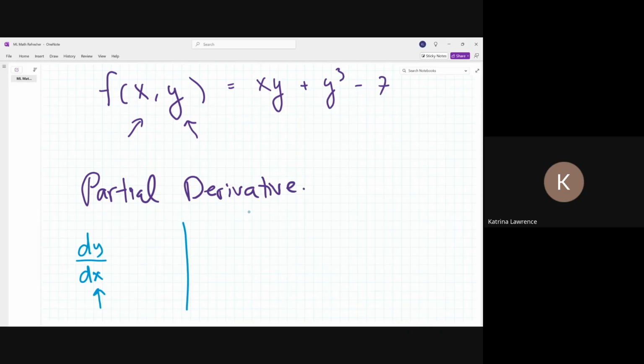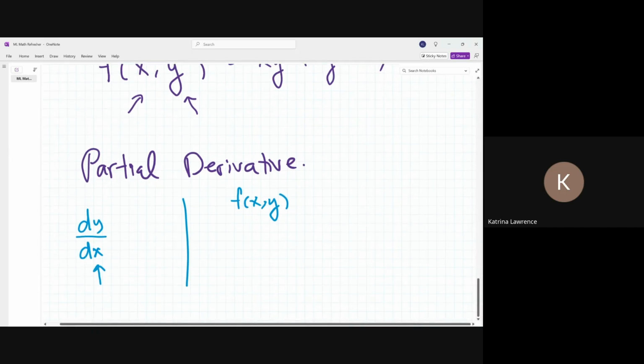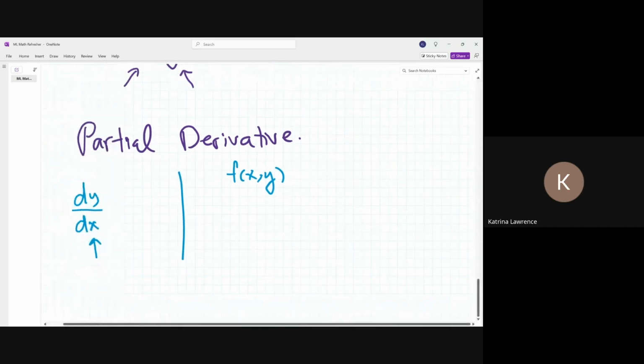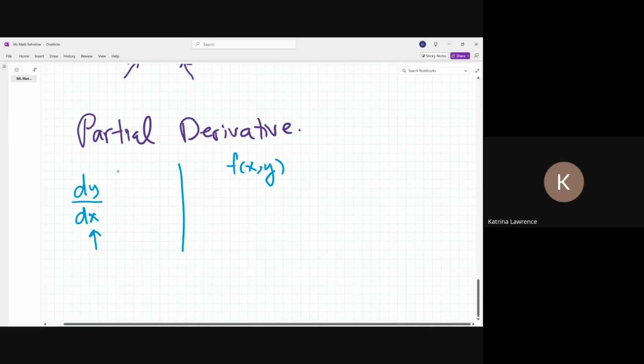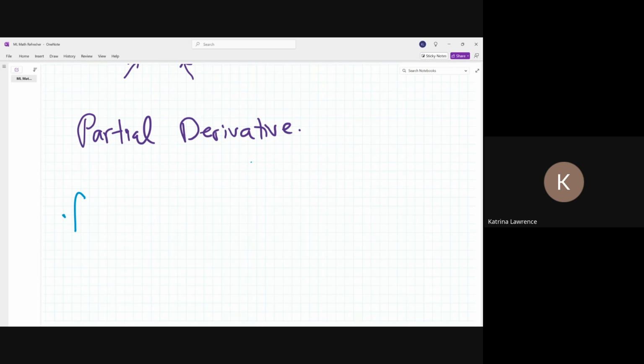However, now instead of f of x, we have f of xy. So then how do we take the derivative? So in partial derivatives, we can dictate which variable we want to differentiate with respect to. So considering our f of xy, let's say that we want to differentiate with respect to x, and we want to differentiate with respect to y. How is that going to look?